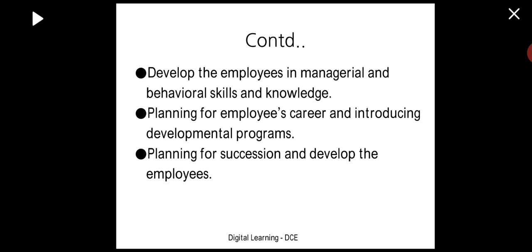In the organization, what does HRD do? Human resource development practices of the organization aim at planning employees career growth, and new developmental programs, conducting all of them, and the organization sees to it that it enhances the career of employees.